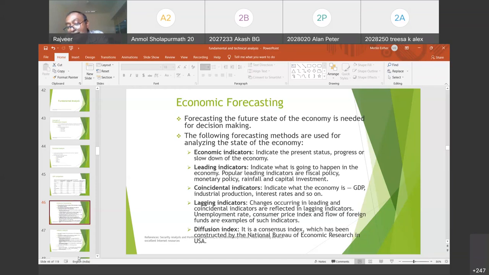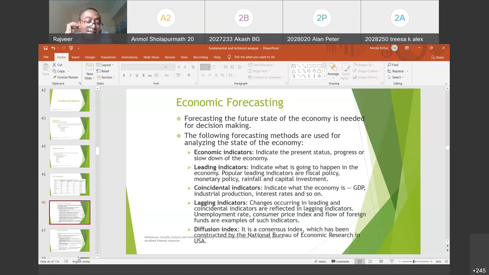And then you have lagging indicators. So changes in the other indicators are reflected in these. So the economy does something because changes have already happened. So if the unemployment rate increases, it increases only because the economy is weak. So after the fact, these indicators will show the changes, right? Consumer price index will go up if there is already inflation. And FII activity, if there is growth, then flow. Sorry, capital movement, both FII and FDI. Okay. So these are all indicators.